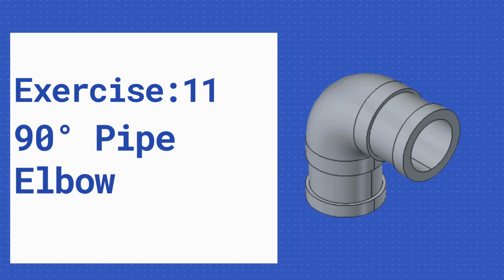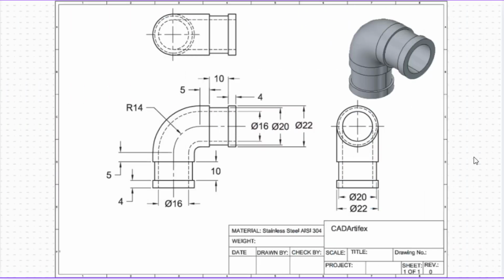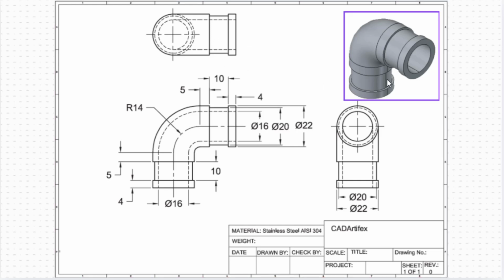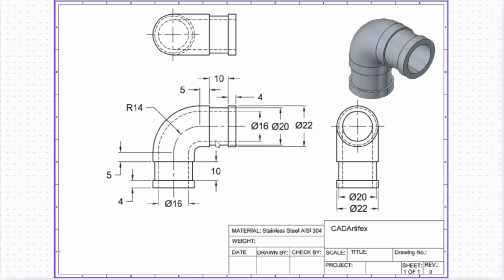Hello and welcome back. In exercise 11, we'll be creating a 90-degree pipe elbow. So let's look at the technical drawing. Here is our technical drawing. This will be the model we'll be creating. So let's see the views: top view, front view and side view. Now we can see the design process of creating this model.